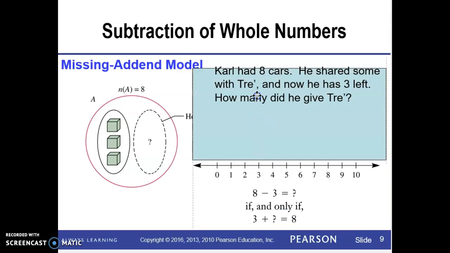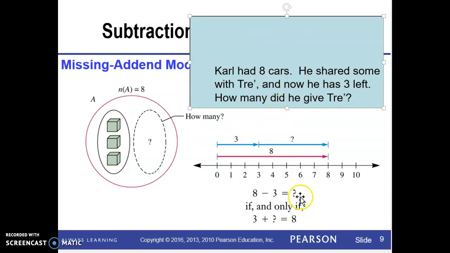That's going to be the 5 cars that Carl shared with Trey. All right, in addition to doing that with blocks, our students might choose to do that with a number line. So here's the 8 cars that Carl had. Here's the 3 he has left, so this extra amount right here, that must be the answer. That must be how many he gave Trey, and so your student could count how many spaces it is between here and here and end up with the answer of 5.